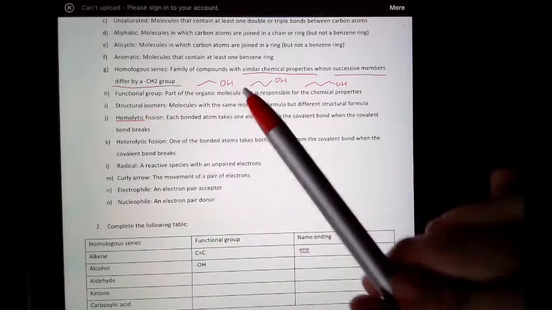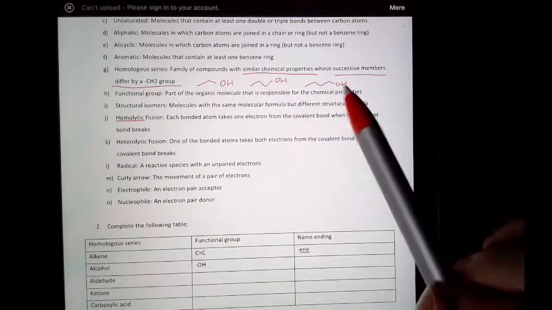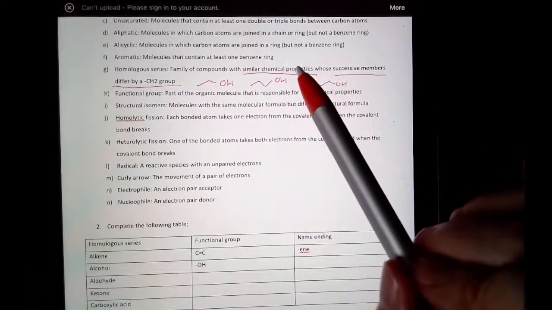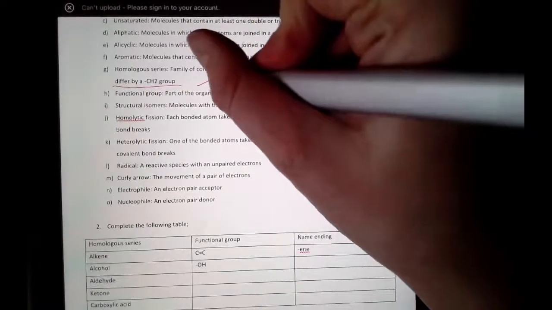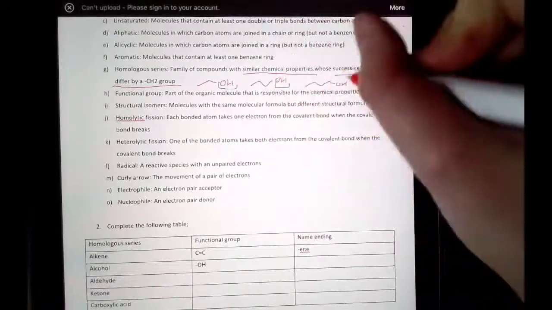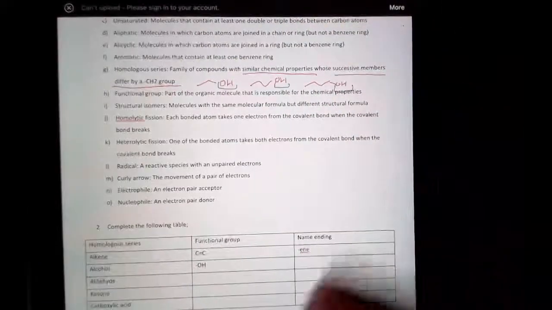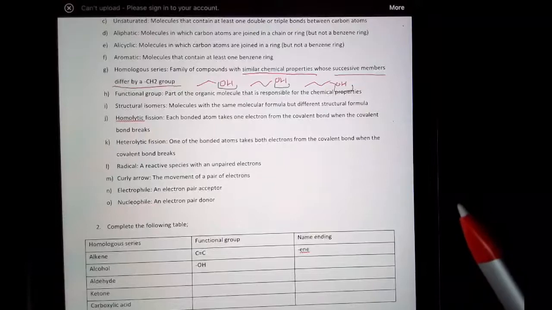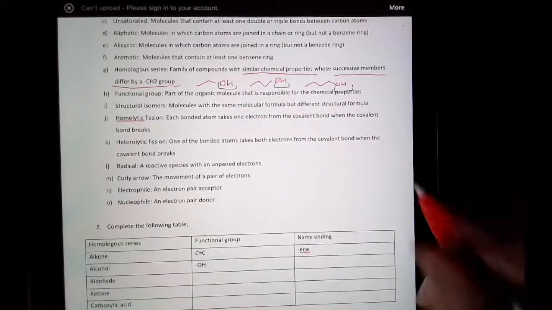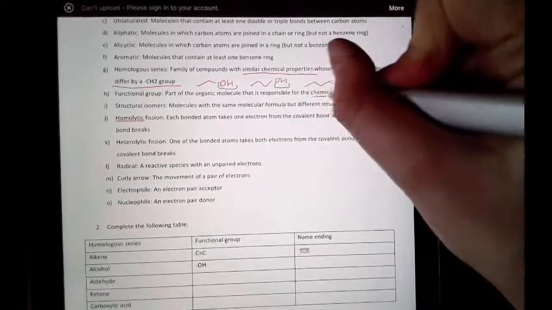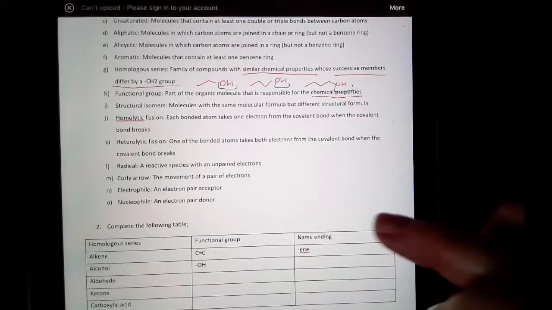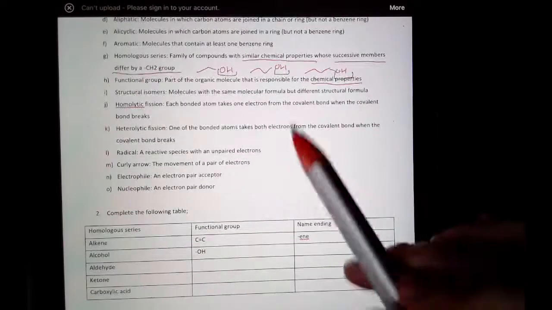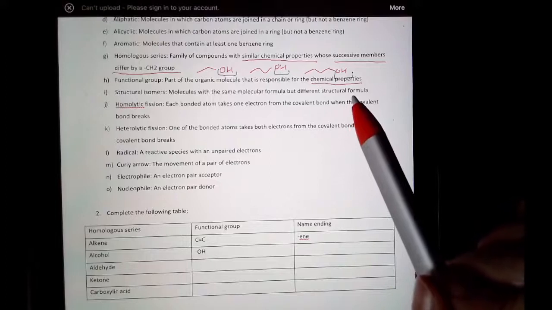Functional group, okay, the reason that the alcohols all react in the same way, the reason they've got the same chemical properties is because they've all got the same functional group, and the functional group here would be the OH group. Okay, that's what's common to all alcohols. That's the reason they have the same chemical properties. So if you're asked about functional group, you have to specify that it's chemical properties you're talking about, not just properties in general and not physical properties. Looking at structural isomers, molecules, same molecular formula, different structural formula.